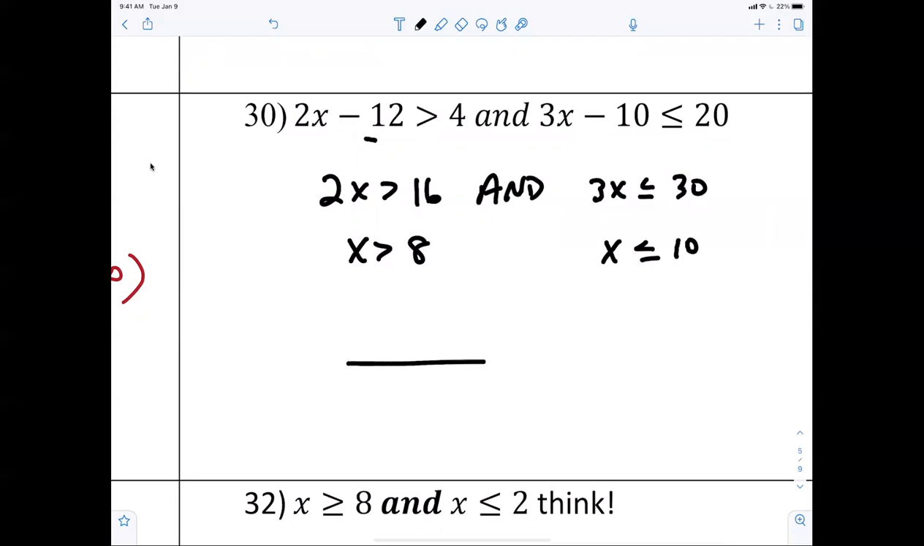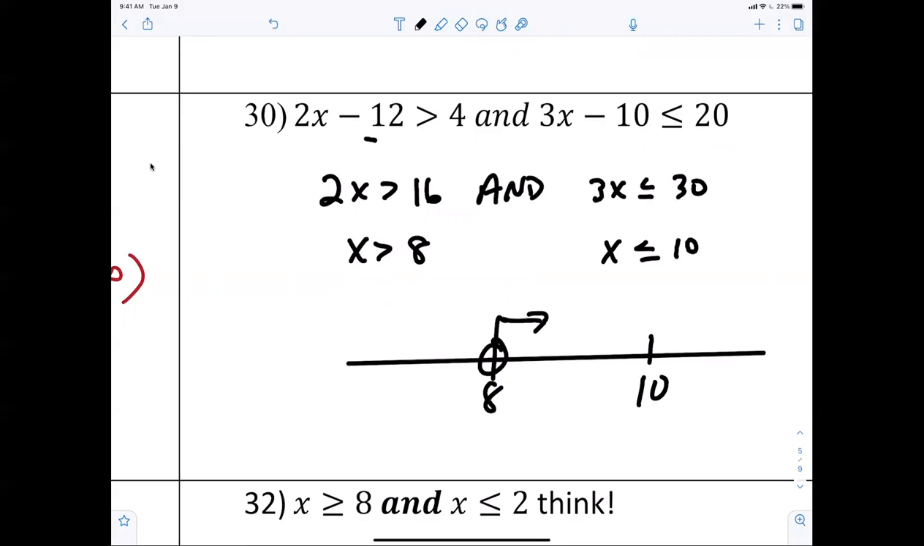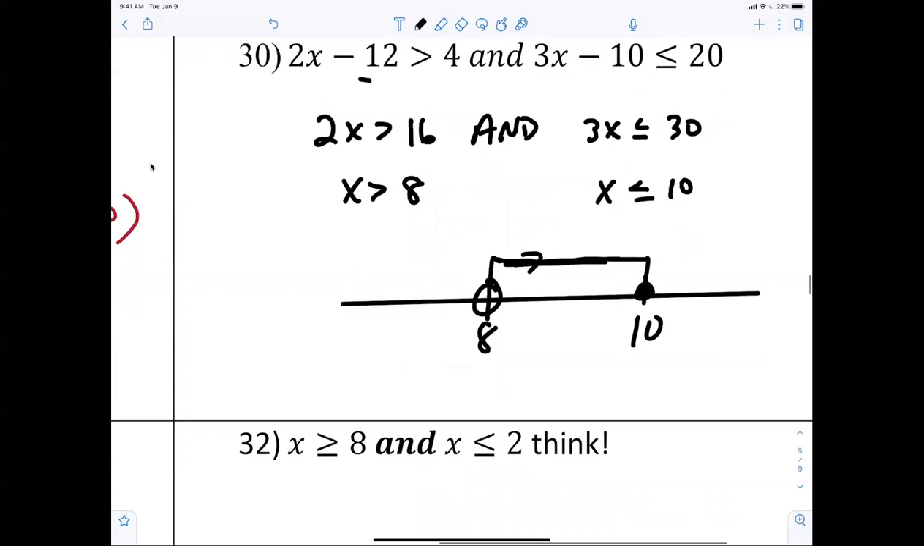Okay, so now let's just say we don't know. Put 8 down, put 10 down, open circle at 8 going to the right, less than or equal to, solid going to the left. So it's just everything in between there. If it was an or statement, we'd have a different answer. All right, so it would just be 8 comma 10 brackets.